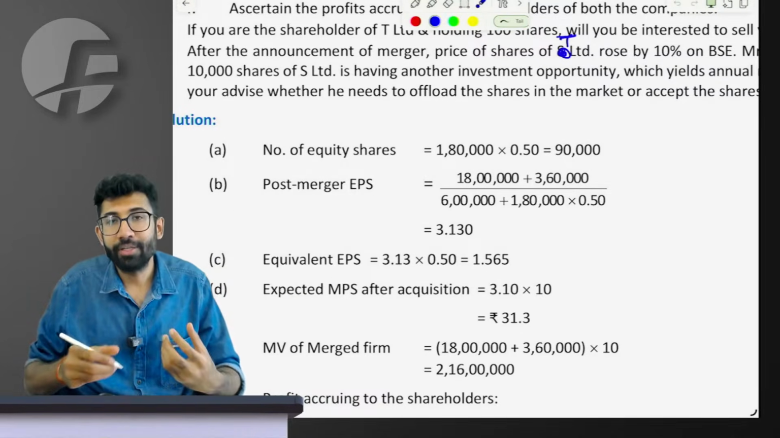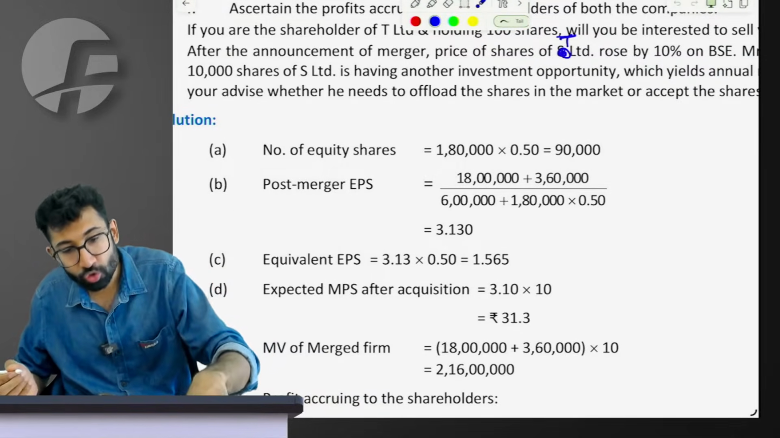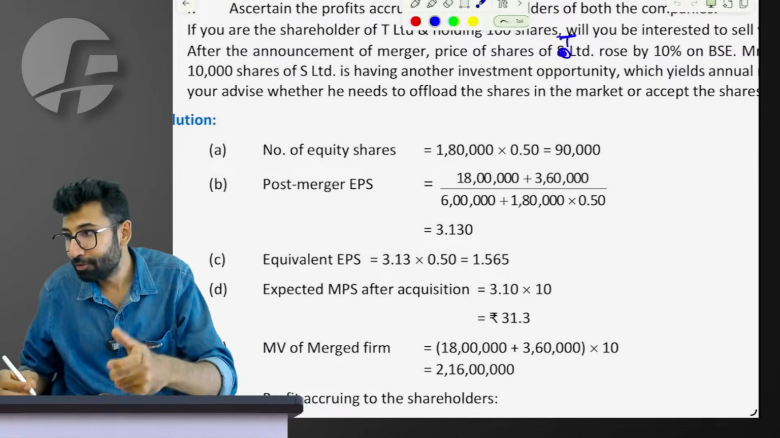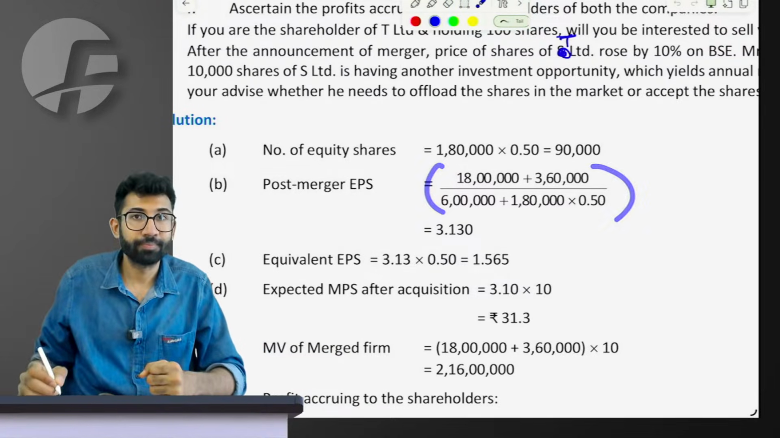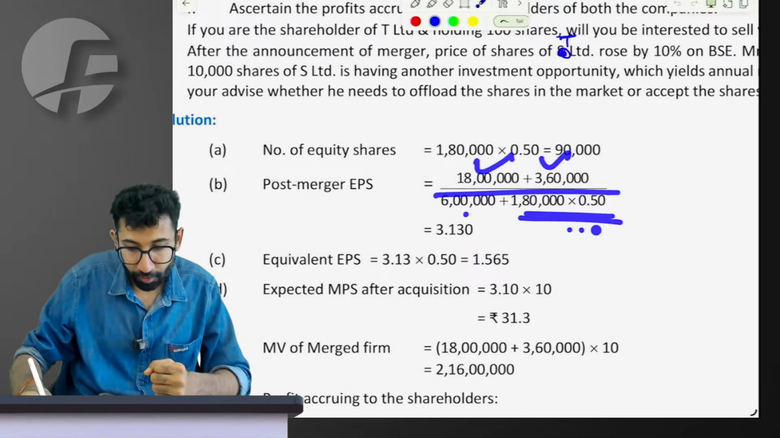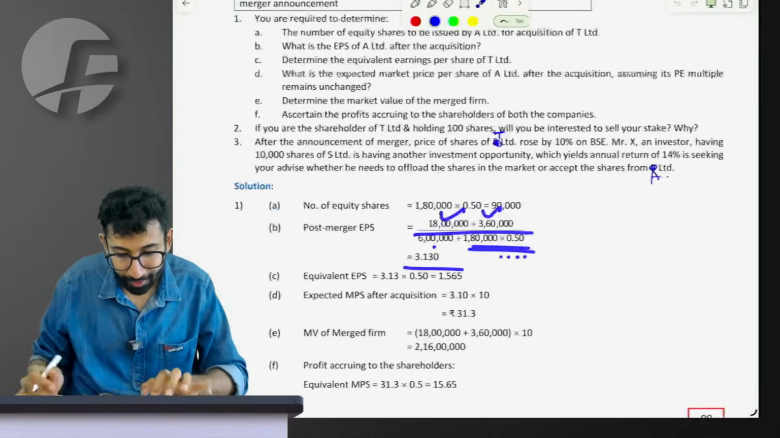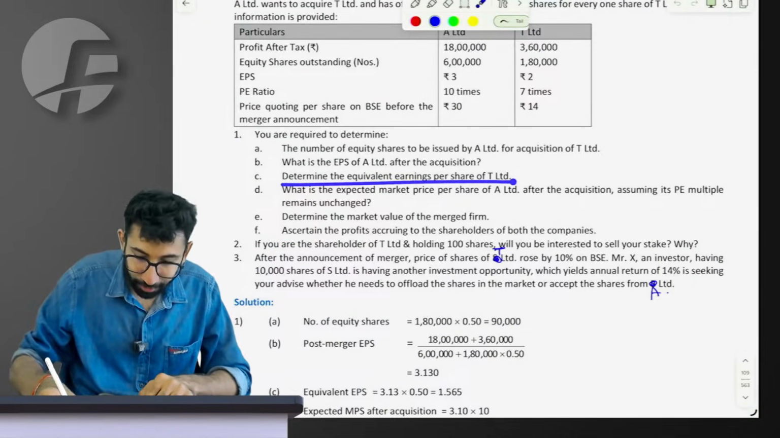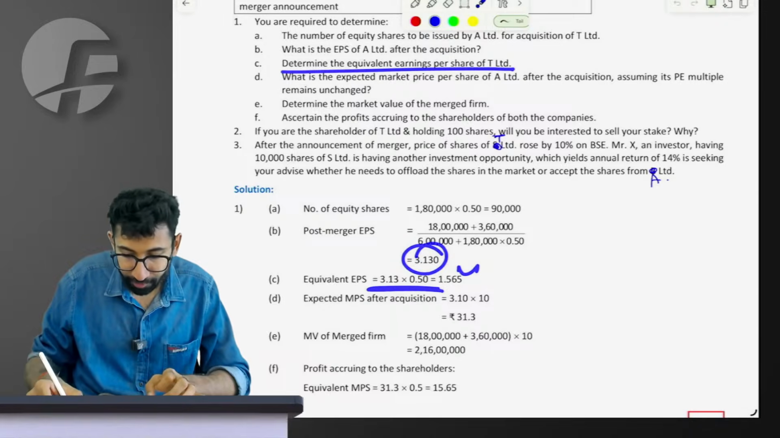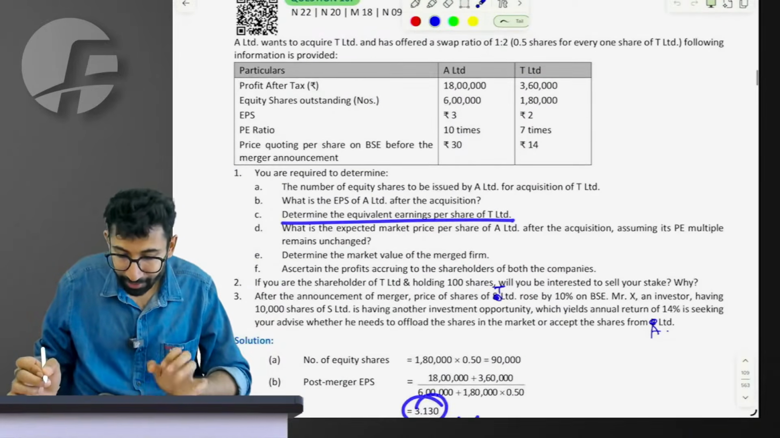Calculation you will get with time. For now, your focus should not be how sir is doing the calculation tricks. Your focus should be, are you clear with the flow? Calculation you can also do. My PAT, your PAT divided by my shares plus shares issued to you, 3.13 post-merger EPS. Determine equivalent EPS. Good. So post-merger EPS into the exchange ratio of 0.5 gives me 1.565 as the equivalent EPS.